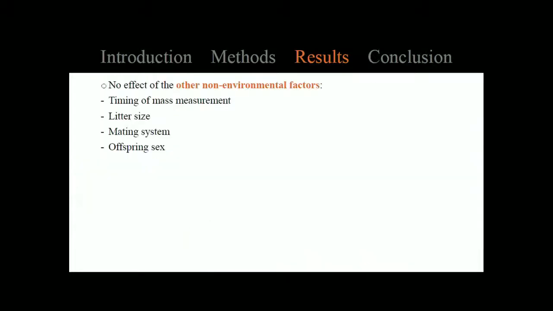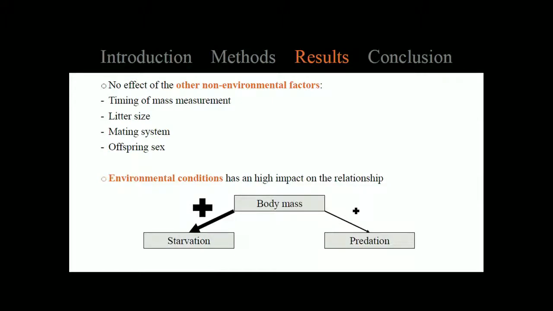And if after we test for the other non-environmental factors, such as the timing of mass measurement, the litter size, the mating system, and the offspring sex, we see that there is no effect at all of all these factors. So what are the conclusions of all the analysis of all these factors? The conclusion is that this relationship is likely to be very dependent on the environmental conditions. When the individuals are dying from predation, there is less condition dependence.